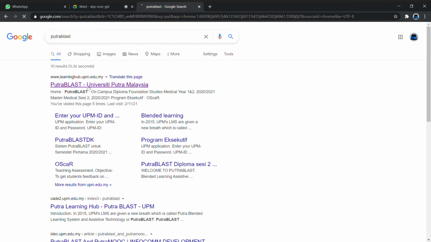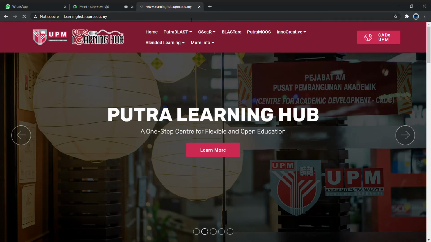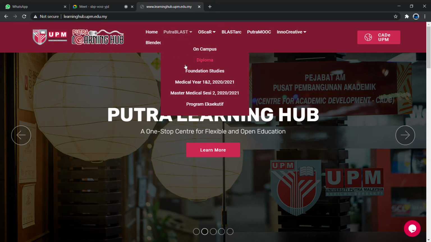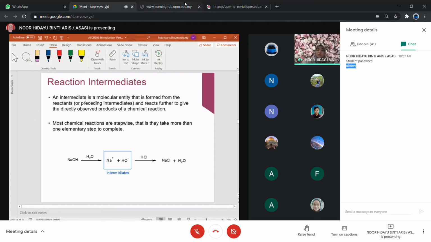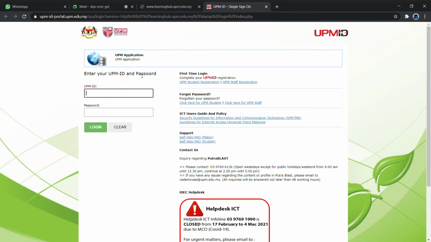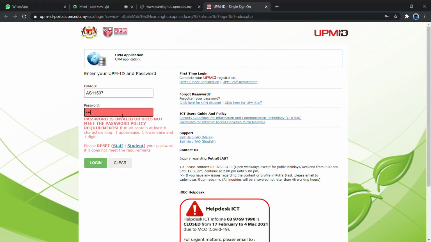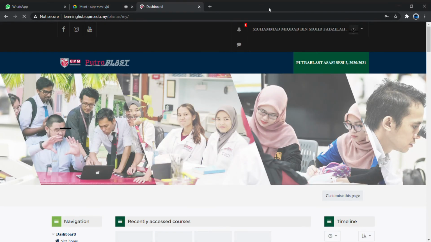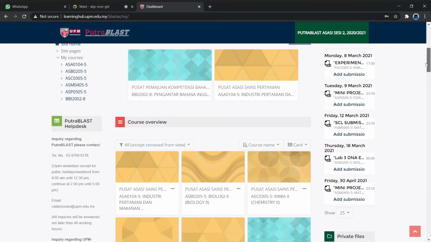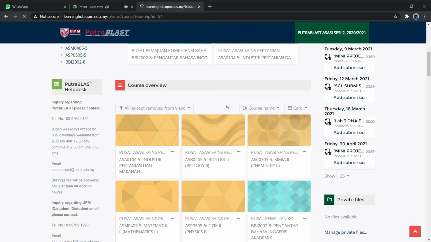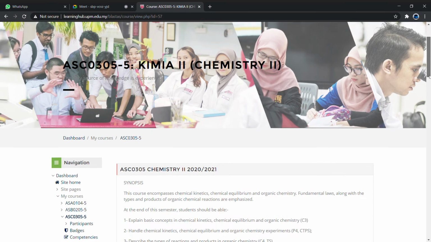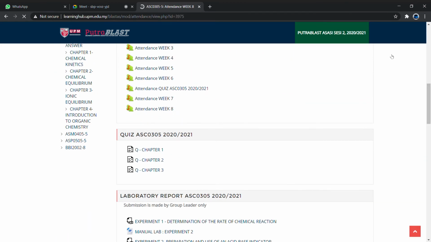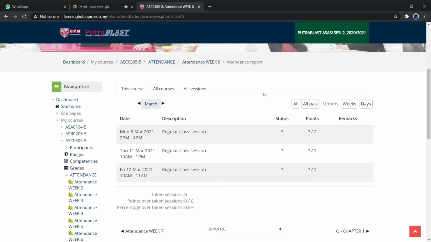Okay, so next we move to the reaction intermediate. So intermediate means pertengahan, tengah. So an intermediate is a molecular entity that is formed from the reactants, and reactants will react further to give the directly observed product of a chemical reaction. So that's why most chemical reactions are stepwise. That is, they take more than one elementary step to complete. So yang ini kita dah tengok dekat chapter 1 ada, chapter 2 pun ada. So reaction tu berlaku secara berperingkat ataupun step 1, step 2, 3 before we get the final product.